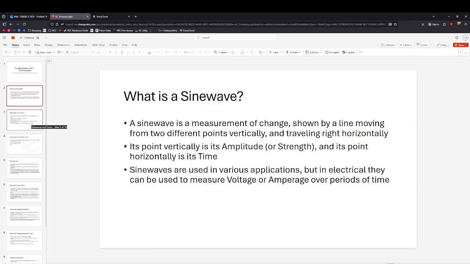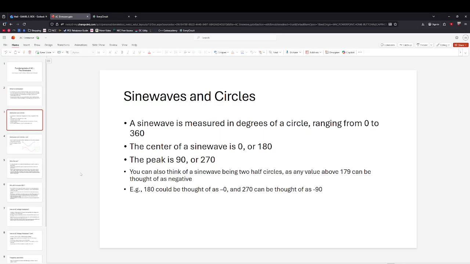So, we're going to rapid fire through a couple of these, and then I have a demonstration to go along with this. So, sine waves and circles. There's a relationship between sine waves and circles that is pretty important to remember. A sine wave is measured in degrees of a circle ranging from 0 to 360. The center of the sine wave is 0 or 180, and the peak is 90 or 270.